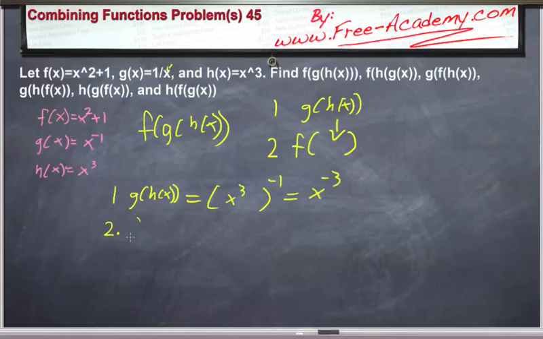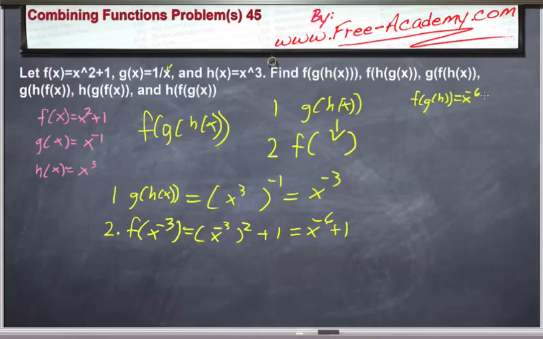Step 2, we're going to find f of g of x, which is f of x to the negative third. So we just put x to the negative third in wherever we get x in the f of x equation. There's f of x, and let's put g of h of x in. And what we get is x to the negative 6 plus 1. So I'm going to keep a little box right up here with our different answers because I'm going to have to erase to make room.